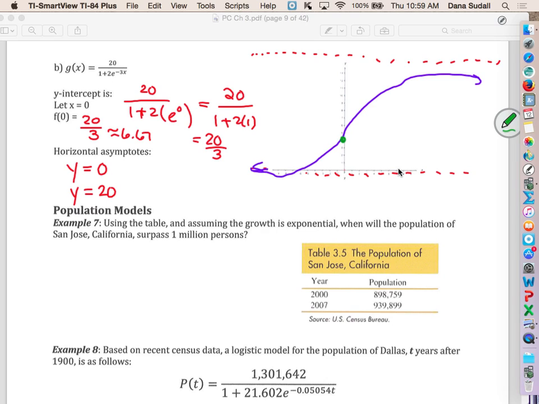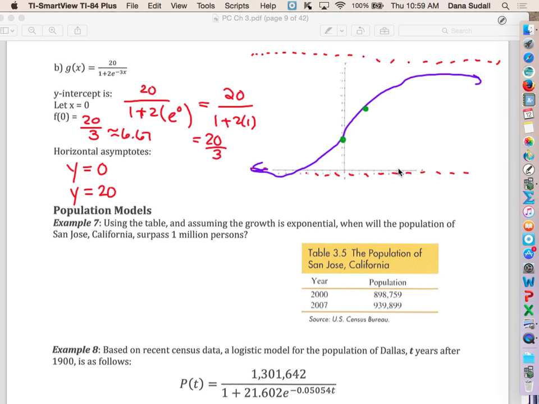So y-intercept and then that transition point halfway between the two there. All right, so you can go through and sketch these. You don't have to plot a lot of points, just the y-intercept, the asymptotes, and that shape of that graph is going to follow that same pattern there.